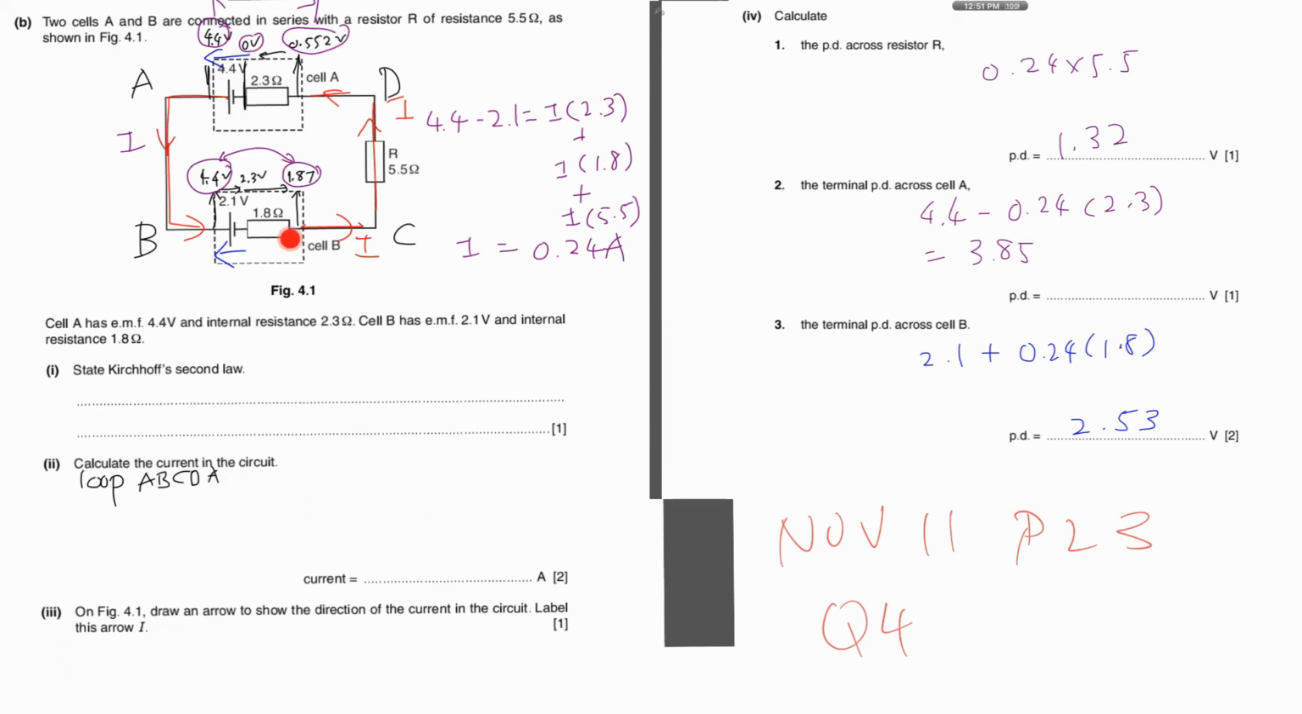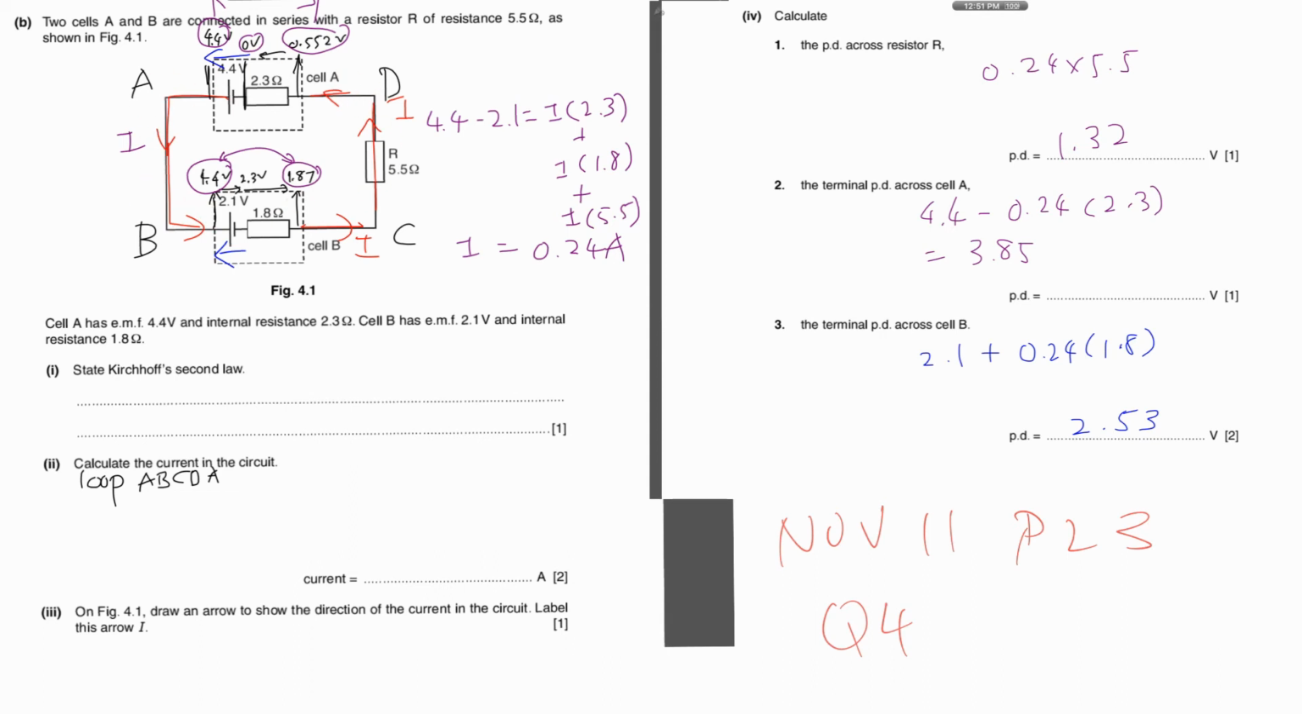So in this loop, if you want to label, you can label A, B, C, D. Then we can do this direction A, B, C, D, A. So let's do loop A, B, C, D, A. Now it's not compulsory to go clockwise. You can go anti-clockwise. But if you want to have fewer negative terms coming out, it's easier to do in the direction of current, but it's not compulsory.